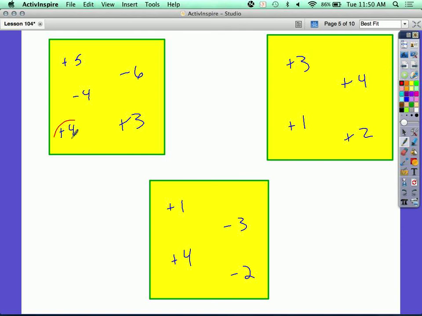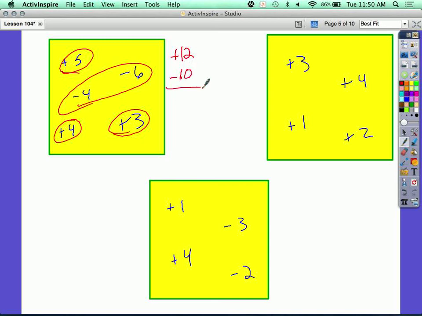In this box, I have positive 4, positive 3, and positive 5. I add them up, I get positive 12. Okay, now I look at my negatives. I have negative 4, negative 6, I have negative 10. Okay. So my signs are different. I can subtract, get 2, keep the sign of the bigger number, which is positive. My answer is going to be positive 2.